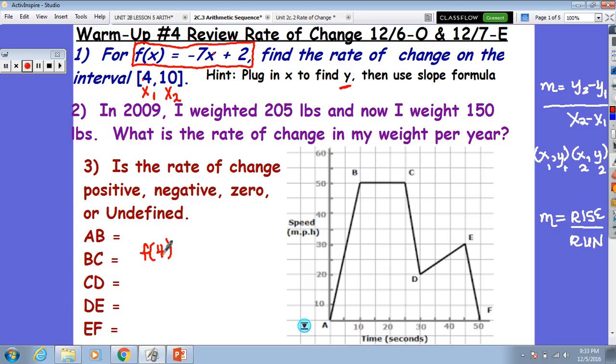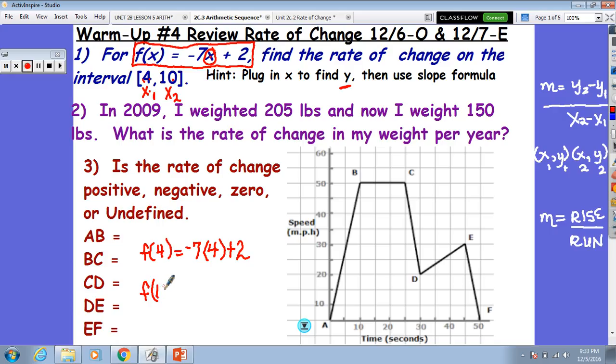And notice I put the 4 inside of parentheses because x is my input. Input is what we're going to put in. So that means everywhere I see an x at the top, which is right here, we're going to replace it with a 4 because we're using the first x value first, okay? So the 4 goes in plus 2. All right, and then we will repeat the process. This time, we're going to plug in the second x value, which is a 10.